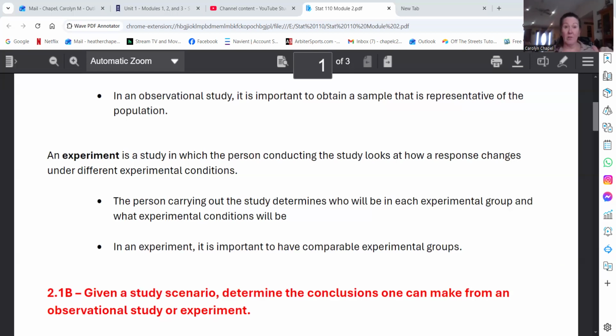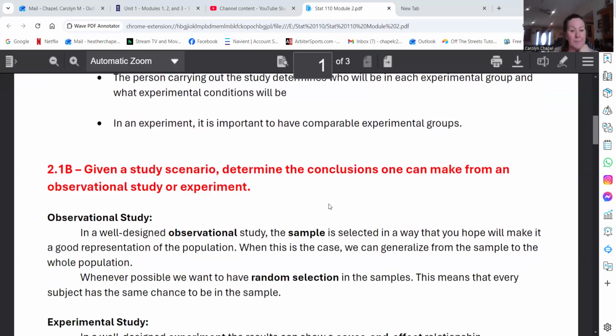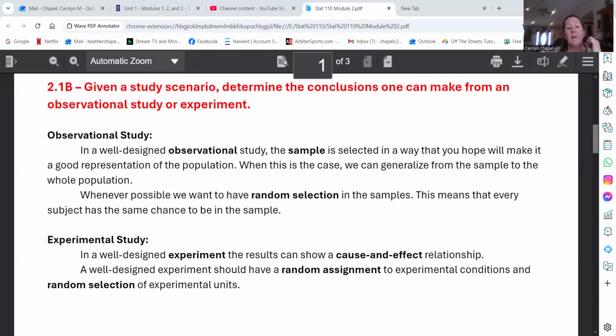And within those groups, we'd also want to make sure to cover all the bases that we would need to. So experiments are a little bit more detailed that way, making sure that our groups, or however many groups we have, are comparable to each other. So first of all, just trying to determine if things are an observation or an experiment. In a well-designed observational study, we basically select our sample to be a really good representation of everybody that's in our population. So again, making sure we have women and men or whatever our population is.